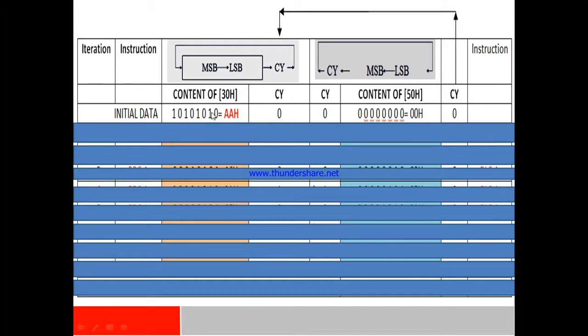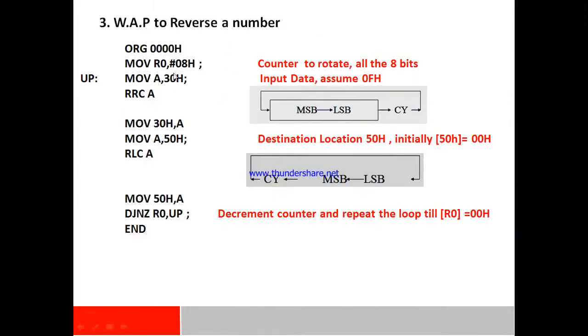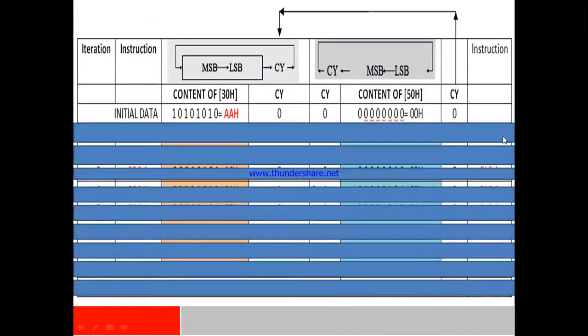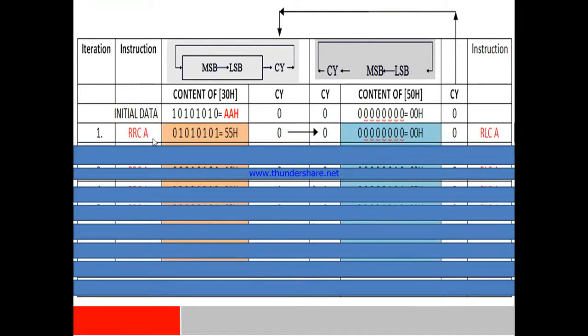So after reversing it, what happens completely? Let's go through each iteration. In this program you can see the iteration happens 8 times. For each iteration, when I perform rotate right through carry and rotate left through carry, we have to observe the 30H content and 50H content. This table serves that purpose. We have to check in the 30H what is happening, in the 50H what is happening. So when I use the first instruction RRC, the AA becomes 55H, and this 0 moves to the carry.